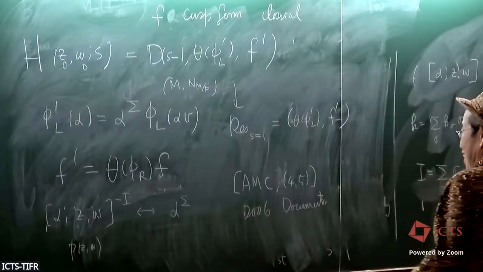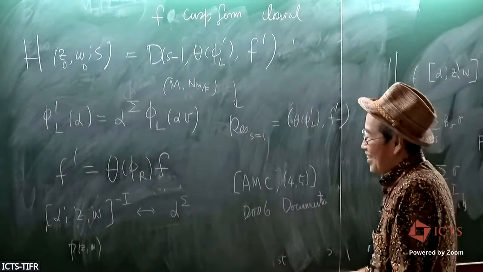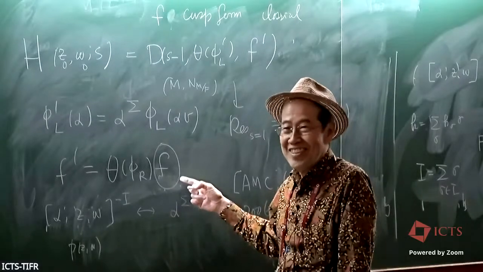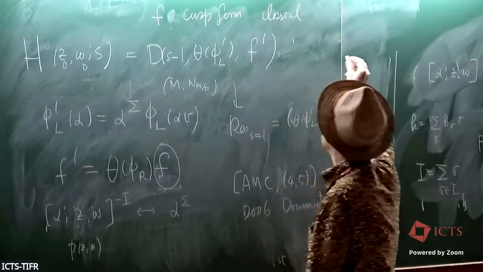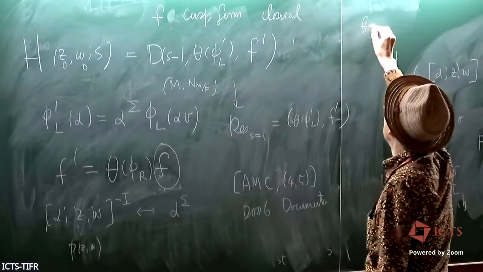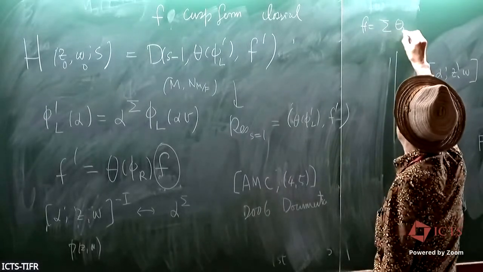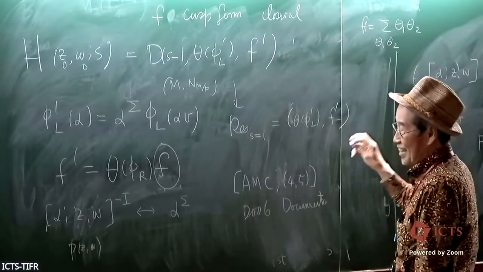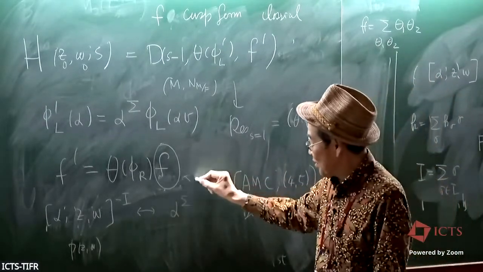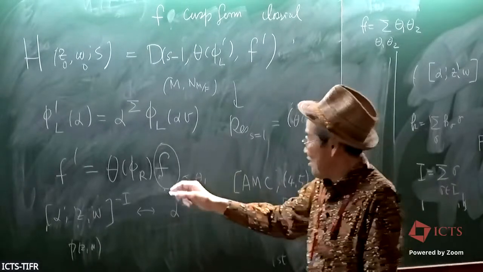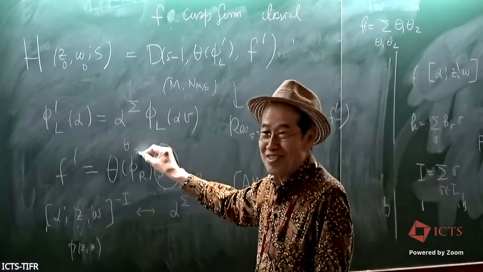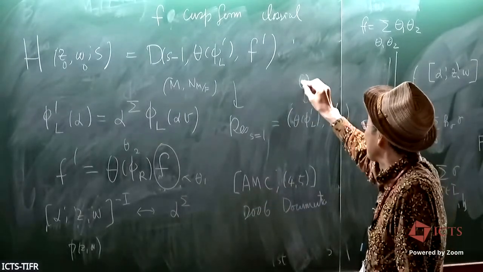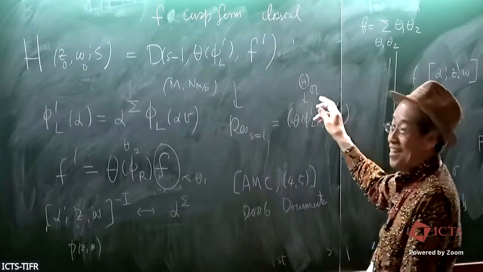So now I have a choice. This F, I have a freedom to choose. I already wrote down your F to be a summation of theta 1, theta 2, right? Then I just pick this guy to be theta 1, and this guy to be theta 2, so that this is big theta, the ideal A component.